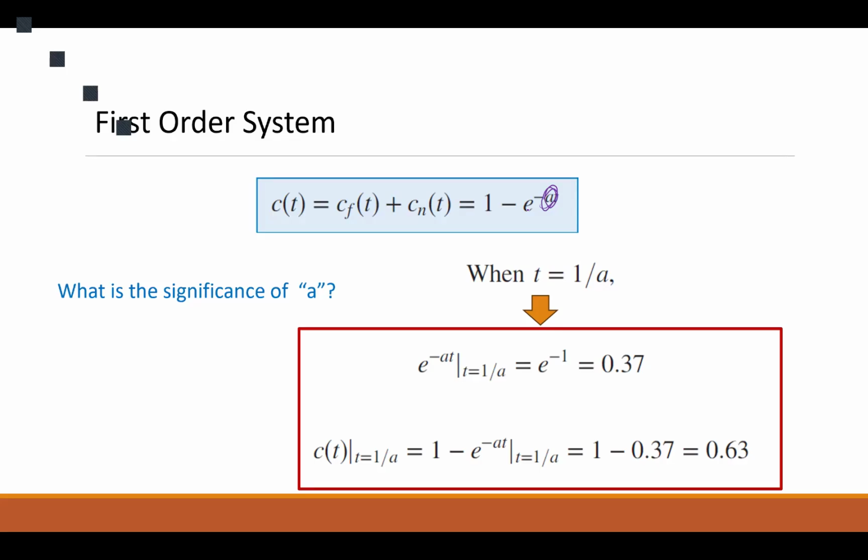Now, what if t is equal to 1 over a? If t equals 1 over a, e to the power of minus at becomes e to the power of minus 1, which is 0.37. So the output, which is 1 minus that exponential, is going to be 0.63. Are we good? Does it ring a bell?